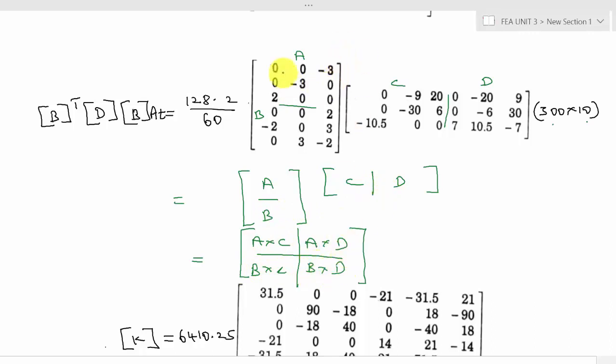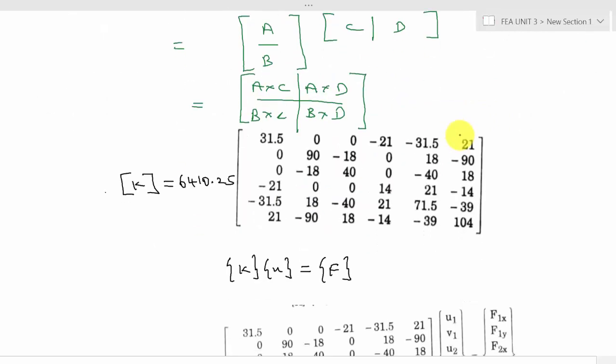So multiply this 3 cross 3 with the first one. Then this 3 cross 3 with the second one. Similarly, the second with the first and the second with the second. So I will get the 6 cross 6 matrix by using the calculator.